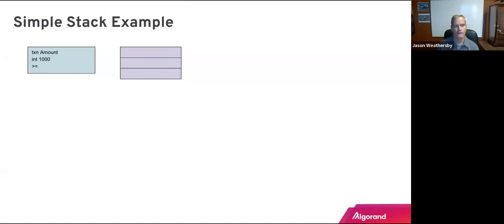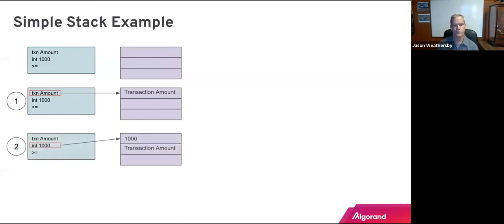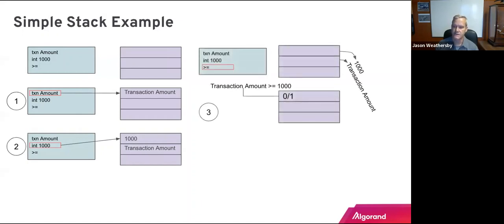So how this would work is, processing in that stack engine, the first thing the program would do is push the transaction amount to the top of the stack. The next line would then push that 1000 int on top of the stack. And then the final thing it would do is this greater than or equal to, which pops 2 values off the stack and pushes either a 0 or 1, depending on whether the transaction amount is greater than or equal to 1000 microalgos.